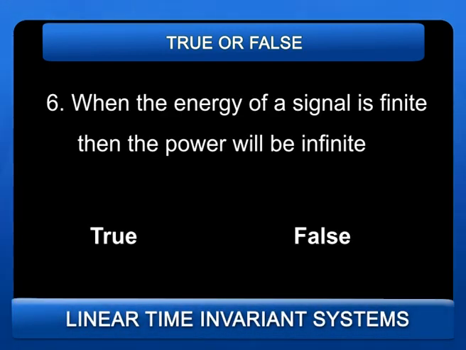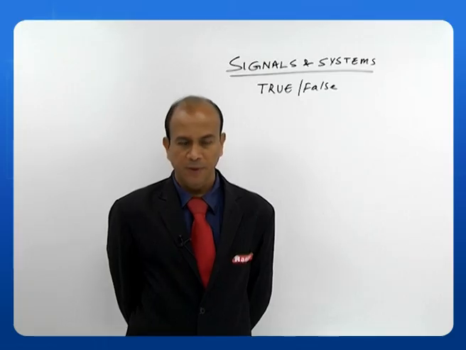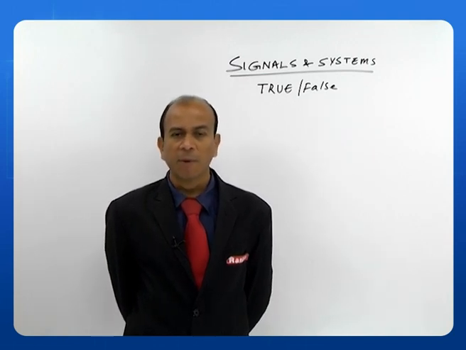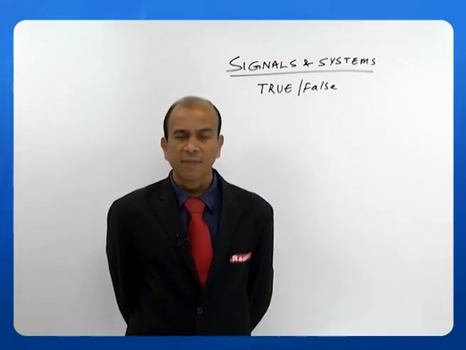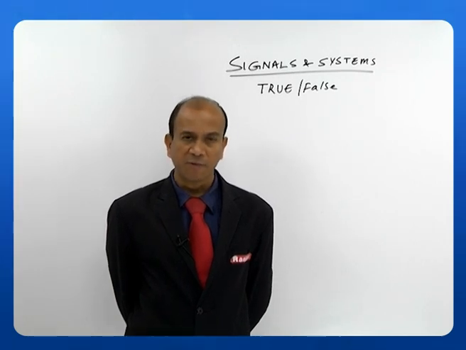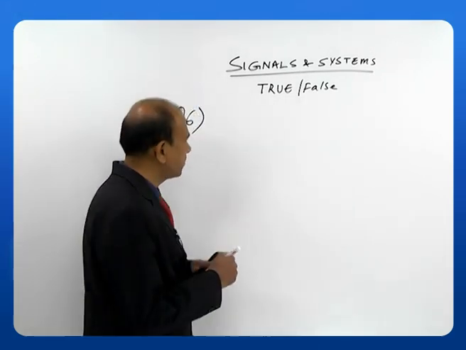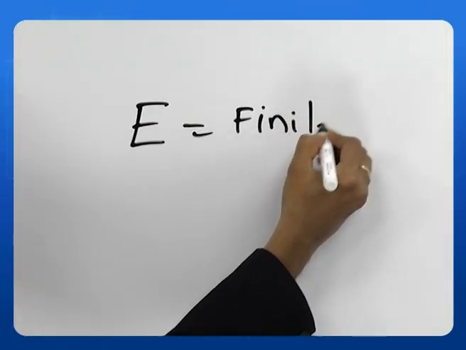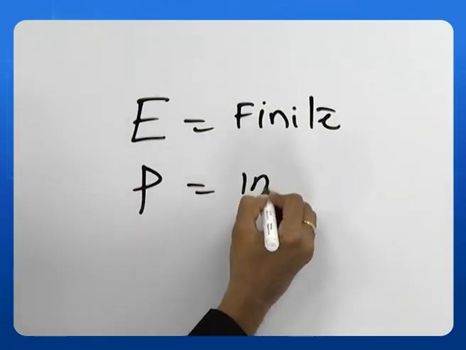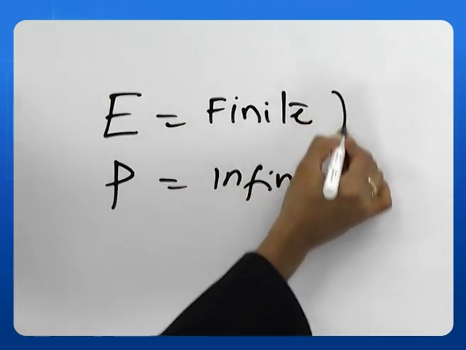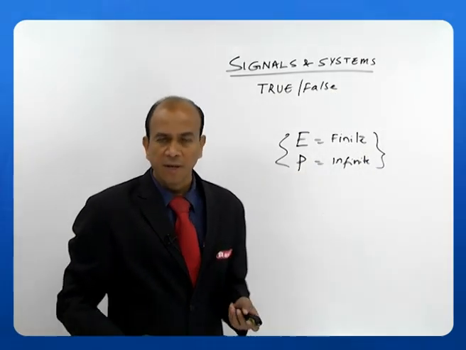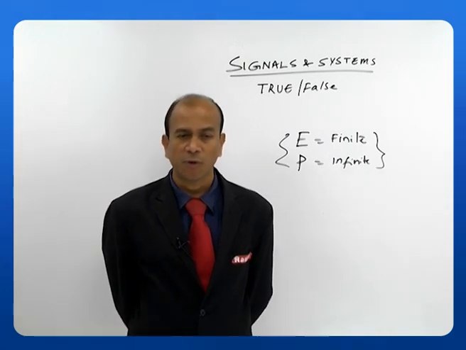Question number 6 is, when the energy of a signal is finite, then the power will be infinite. We are talking about two types of signals, an energy signal and a power signal. When the energy of a signal is finite, the power will be infinite. That means energy is finite, whereas power is infinite. Is this valid for a signal? We have to find out whether this statement is true or false.